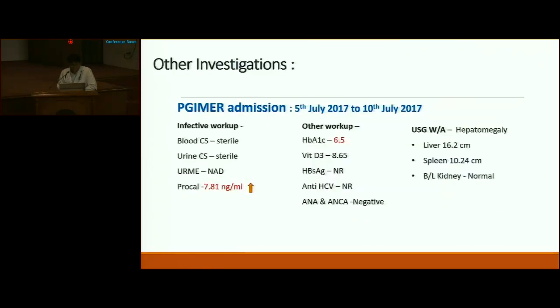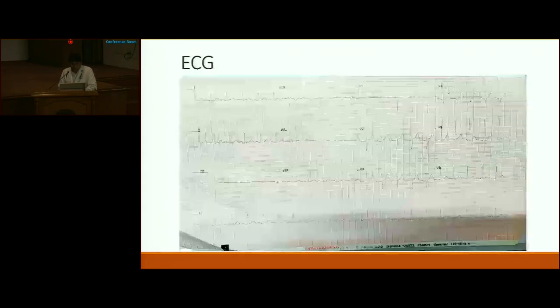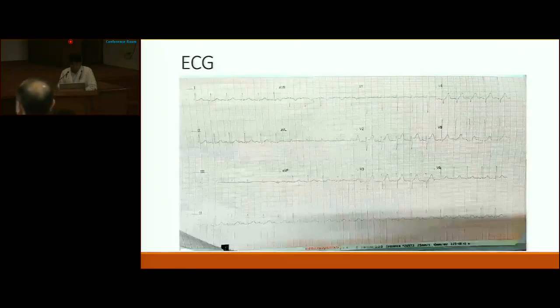In PGI, on investigation, infective workup was normal, procalcitonin was increased at 7.81, HbA1c was 6.5, vitamin D3 was 8.65, and ANCA was negative. USG whole abdomen shows hepatomegaly. ECG was normal except that sinus tachycardia was there.